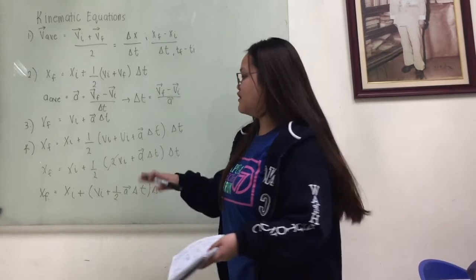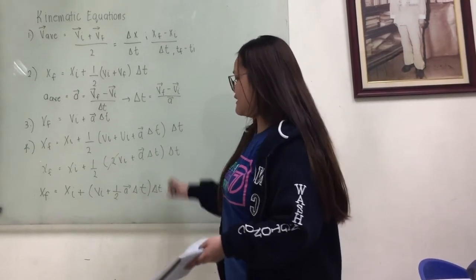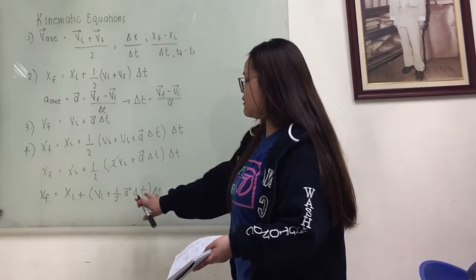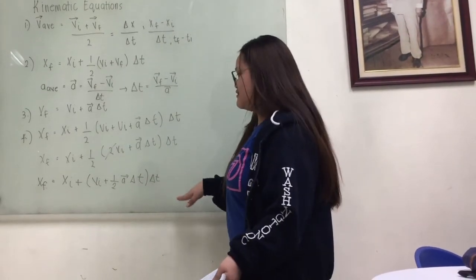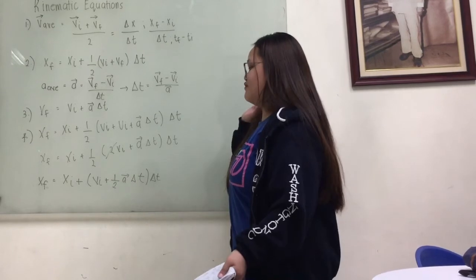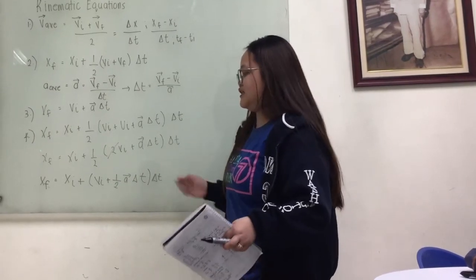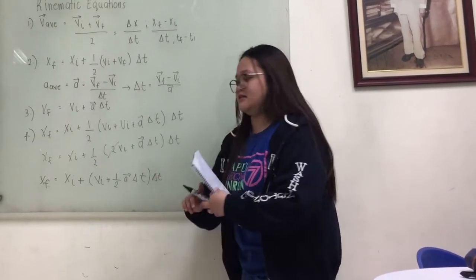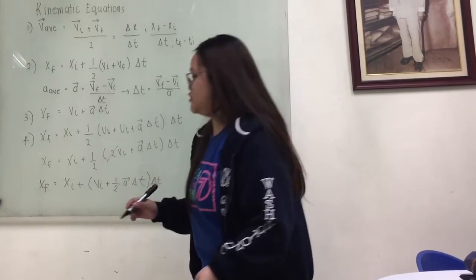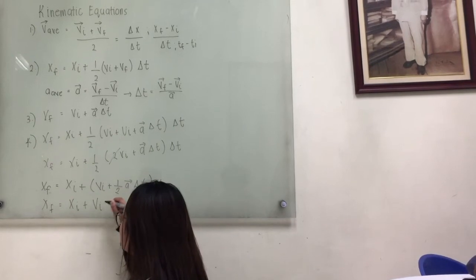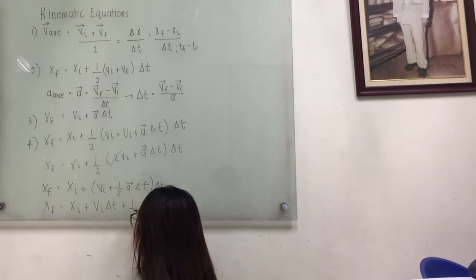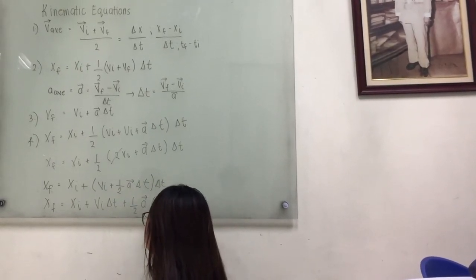We're almost done. We will just finalize this equation by multiplying these two delta t's. We will again use the distributive property of multiplication here in this equation by distributing the delta t. So our final fourth equation will become xf is equal to xi plus initial velocity times delta t plus 1/2 acceleration times delta t squared.